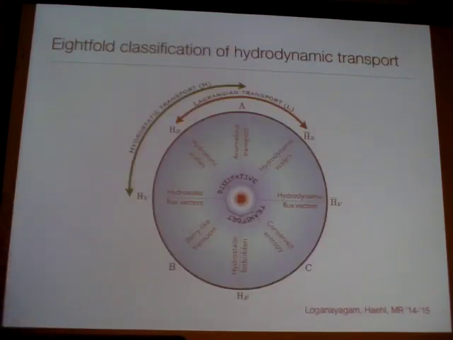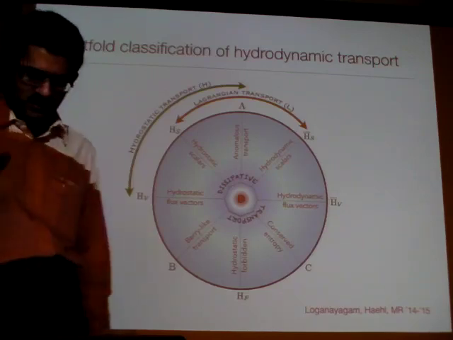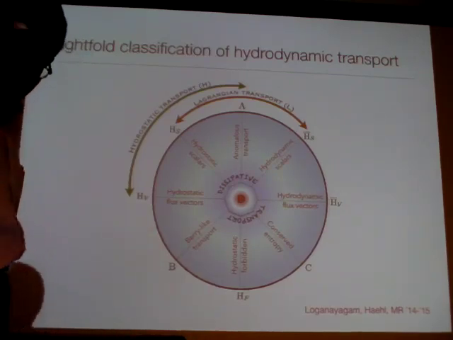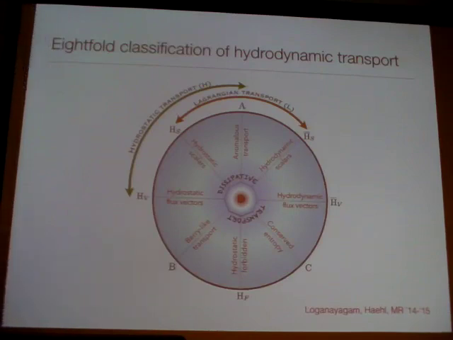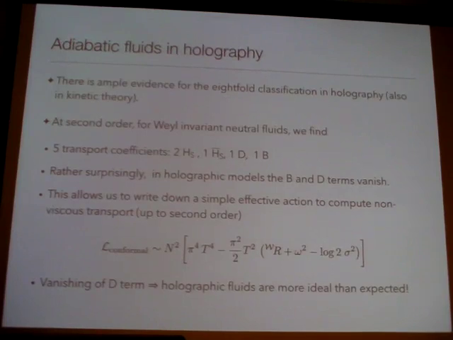I'll just flash you this picture because we found eight classes of transport, so we like to call it the eightfold wave. And the pun is twofold, you'll see. At least not eightfold. What? At least the pun isn't eightfold. The pun isn't eightfold. The pun is twofold.